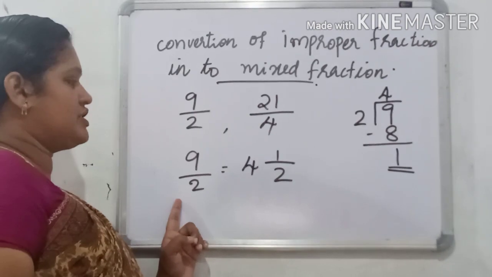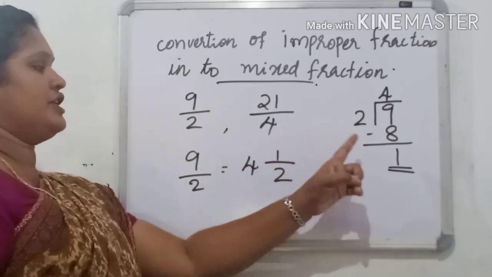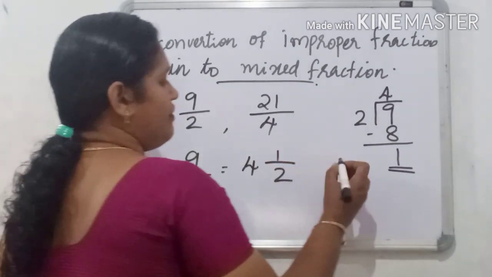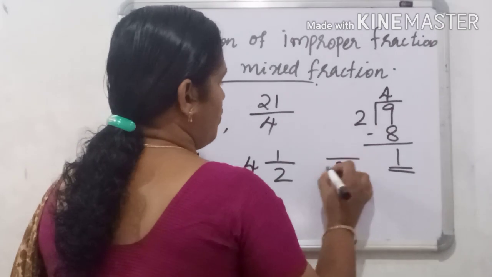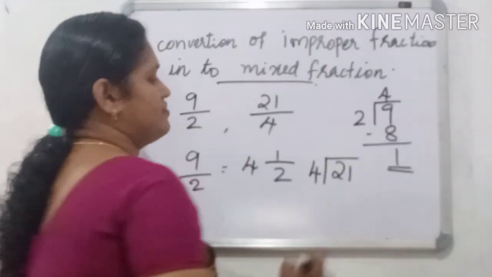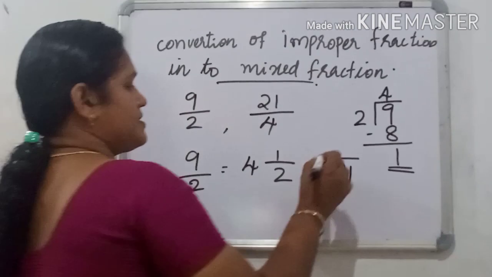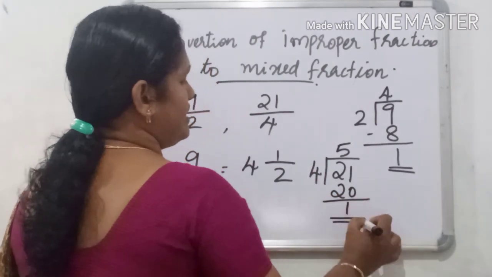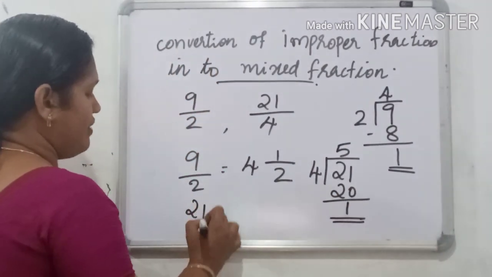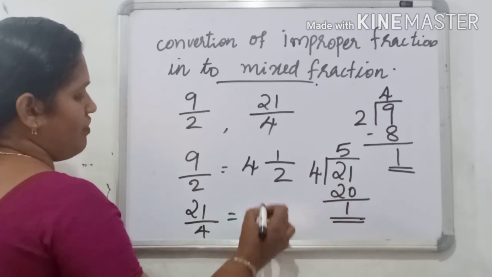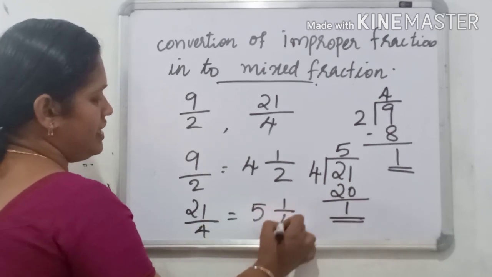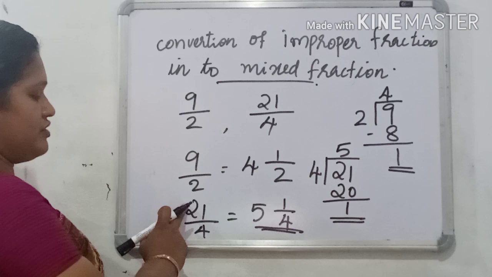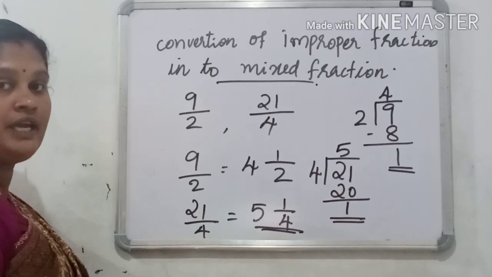This is the mixed fraction corresponding to the improper fraction 9 by 2. Clear? This is the conversion of improper fraction into mixed fraction. Clear? Next, 21 divided by 4. Here 5 4s are 20. Remainder 1. So we can write 21 by 4 equals 5 1 by 4. This is the mixed number or mixed fraction corresponding to the improper fraction 21 by 4.